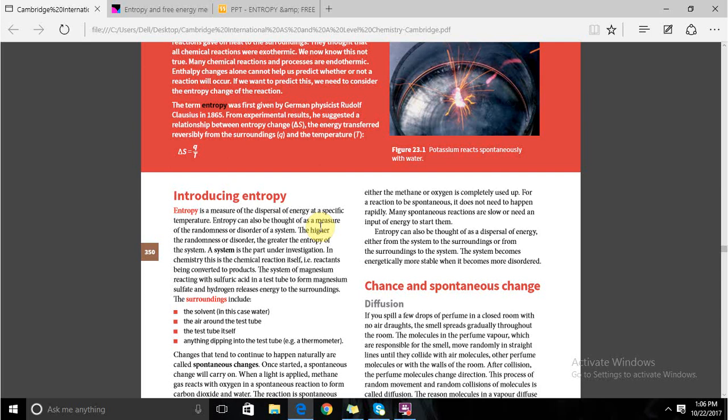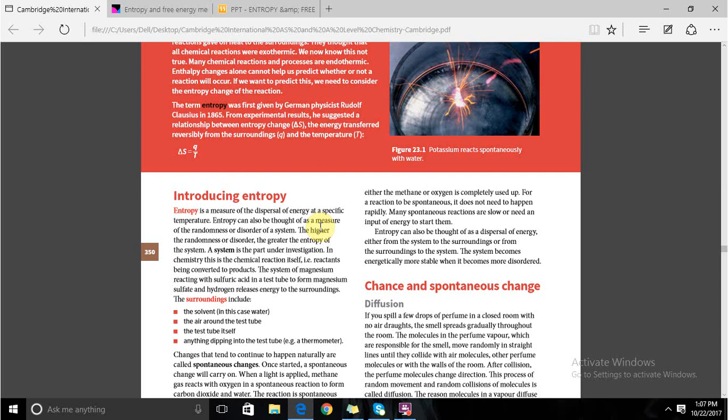reacting with sulfuric acid is basically the magnesium and the sulfuric acid and the magnesium sulfate that is being produced. This is because this is the chemical reaction, the components of the chemical reaction which we're investigating, and hence we term them as being the system. But in all of this, what is the surroundings? Well, the surroundings is basically what is surrounding the system.